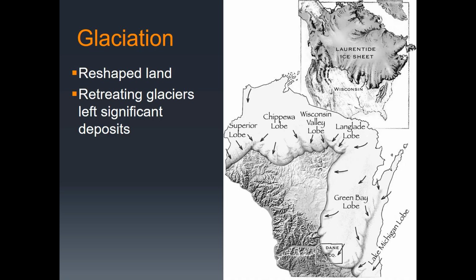Like British Columbia, glaciation was one of the abiotic drivers that has really resulted in the landscape we have today. And so the reason that southwestern part of the state is hillier is that area was never glaciated. And the retreating glaciers, in addition to reshaping the land, they also left significant deposits. So, like in British Columbia, much of the parent material for soils is from the result of glaciers.